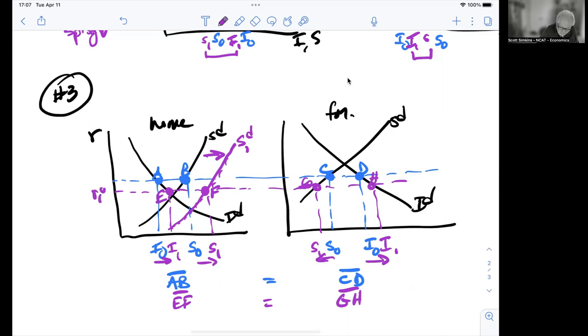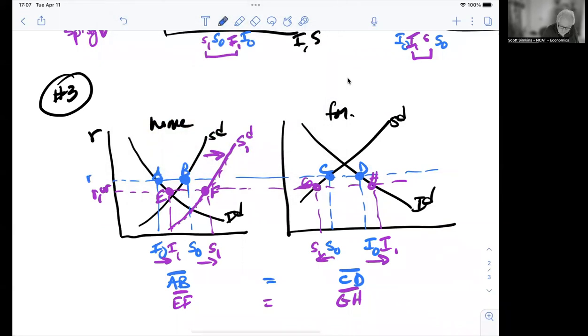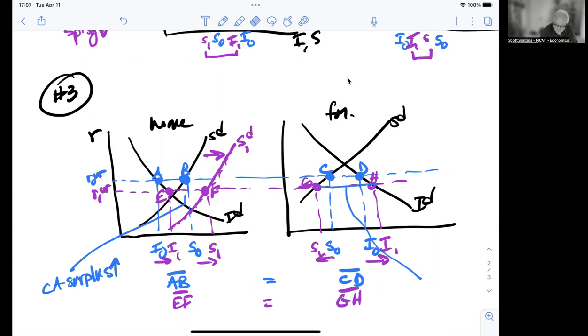The real interest rate falls, the equilibrium real interest rate falls, and the current account increases in the US. So, right, the current account surplus increases over here. This difference right here. The current account deficit increases. So that's the full analysis of that question.